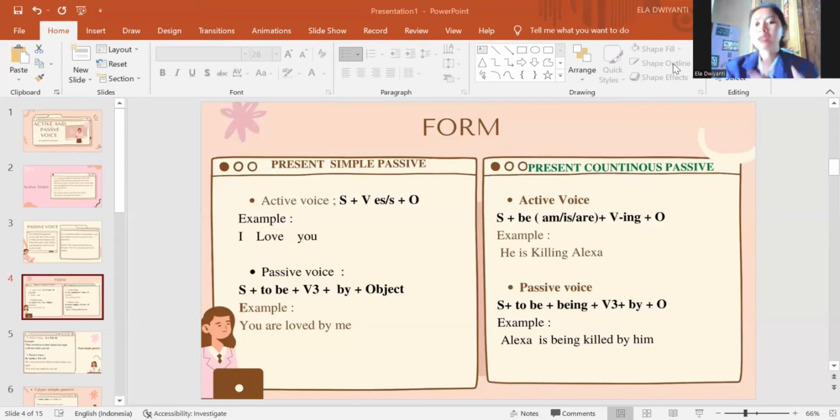So like the present simple passive, when we want to change active voice into passive voice, we need to switch. The subject in the active voice becomes the object in the passive voice, and the object in the active voice becomes the subject in the passive voice. Okay, take for example, he is killing Alexa. It's an active voice. When we want to change it into passive voice, Alexa becomes the subject.